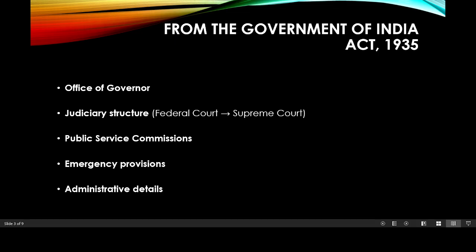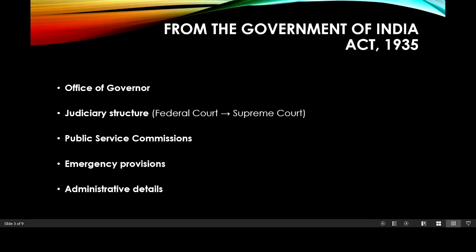The first is the Government of India Act 1935. 70% of the features of our constitution have been added from it. The Government of India Act 1935 was functioning before we got freedom in 1947, and even after that it continued till our constitution was enforced on January 26, 1950. So what are the main features we will discuss from the exam point of view?